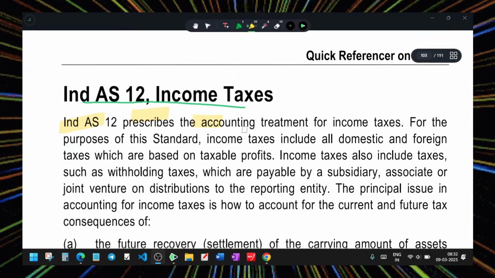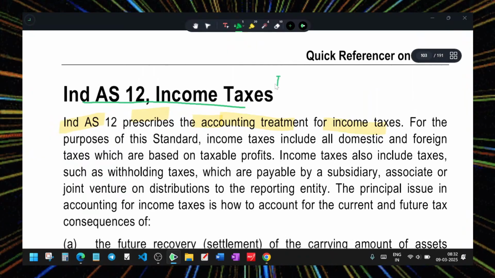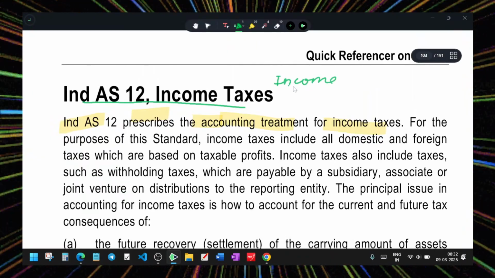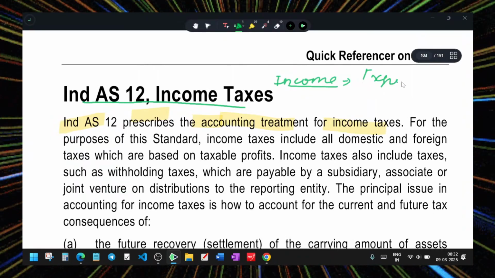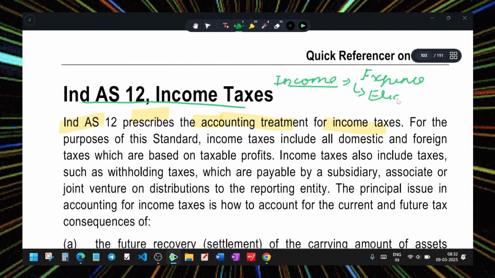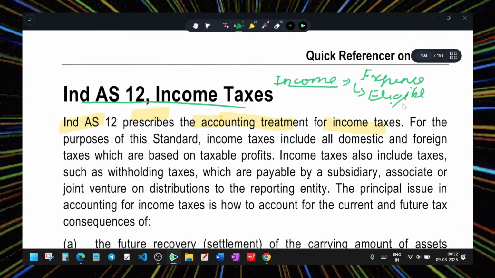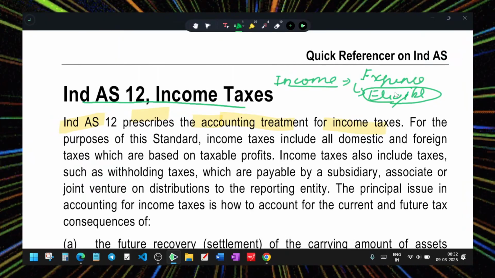IND AS 12 prescribes the accounting treatment of income tax. We want to account for income tax now. So how do we do income tax accounting? What is income tax? It's an expense in the books of account. What kind of expense? It is an eligible expense. So how will the income tax be computed, sir?